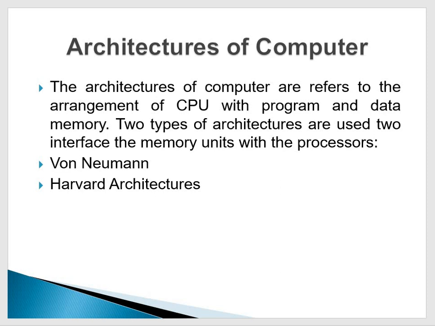So basically there are two types of architecture which are used to interface the external memory with the CPU. These two types are von Neumann and hardwired architecture. Basically, these two techniques are used to interface the external memory with the CPU. What will be the basic structure of address, data and control lines required to interface the CPU with the external memory? So we will discuss one by one.